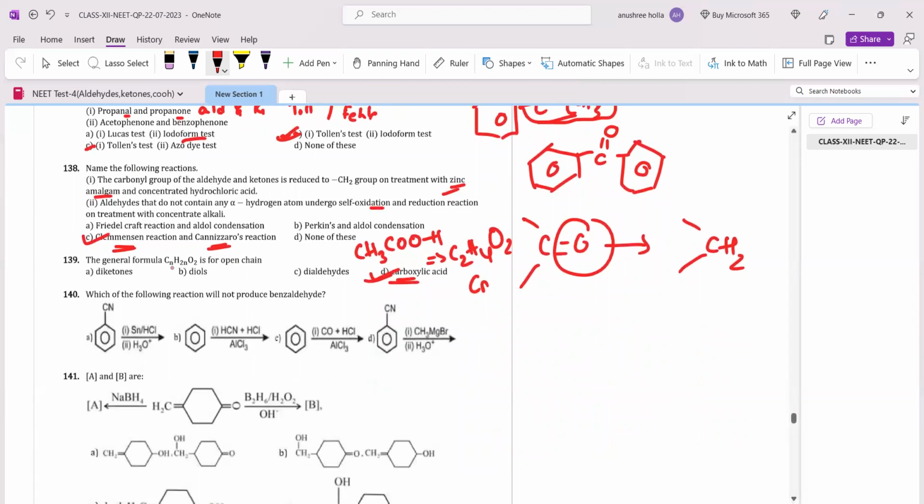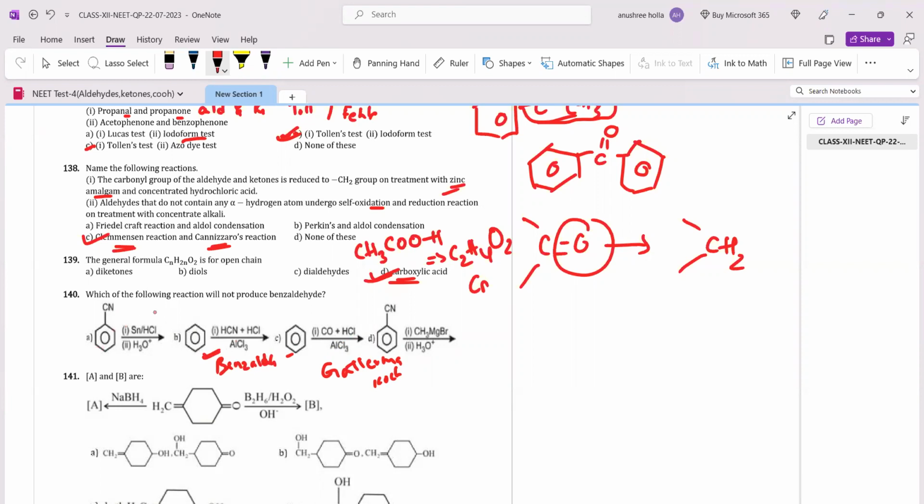Moving on to the 140th question. Which of the following reactions will not produce benzaldehyde? Yes, very good question and very easy question. If you observe the options, they have straight away given the reagents, and most of the reactions are named reactions, right? So in option C, they're adding carbon monoxide and HCl. This is our Gattermann-Koch reaction, and it will give benzaldehyde. And this is also Gattermann reaction, even this will give us benzaldehyde.